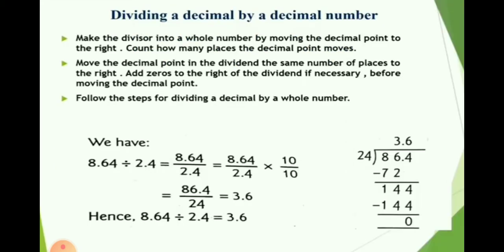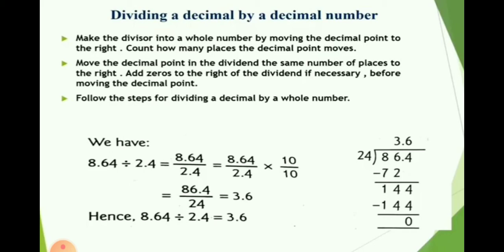Now let us see dividing a decimal by a decimal number. Some of the rules regarding this are: make the divisor into a whole number by moving the decimal point to the right. Count how many places the decimal point moves. Move the decimal point in the dividend the same number of places to the right. Add zeros to the right of the dividend if necessary before moving the decimal point. Follow the steps for dividing a decimal by a whole number.